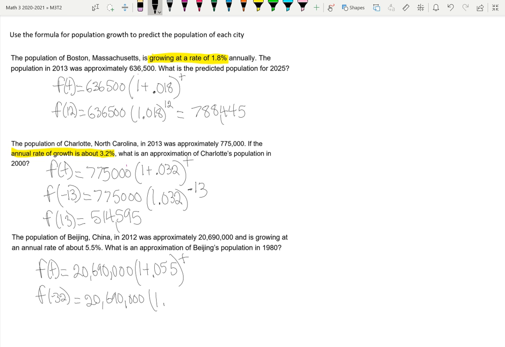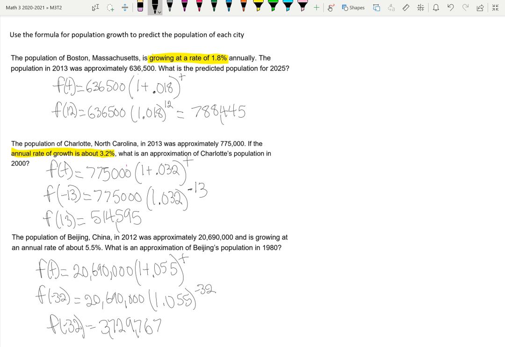So this is going to be 20,690,000 times 1.055 to the negative 32 power. This is going to end up with an output of the following: 3,729,767. And I add a comma for clarity.